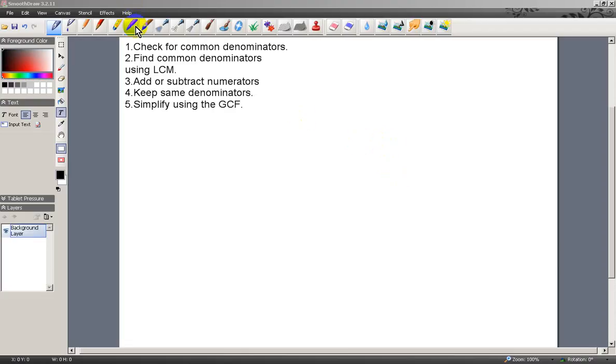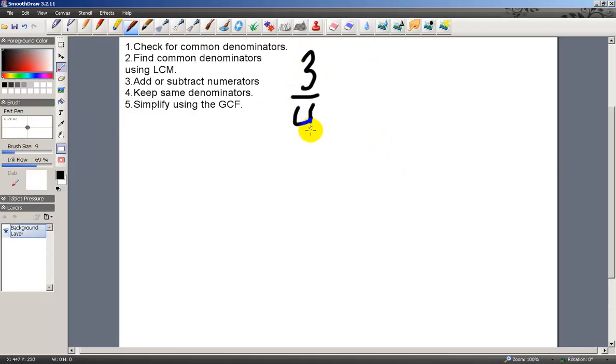This is how we add or subtract using fractions. If we have the fraction 3/4 minus 1/3, my first step is to check for common denominators.